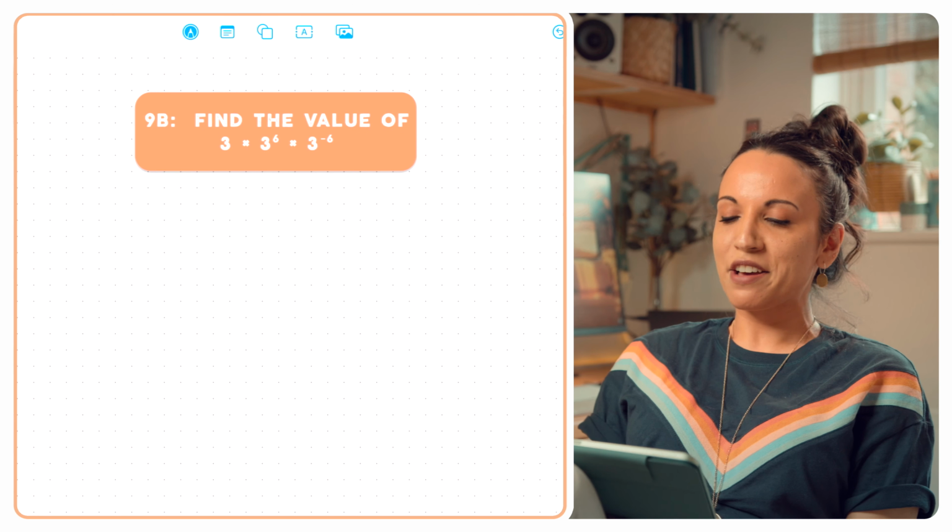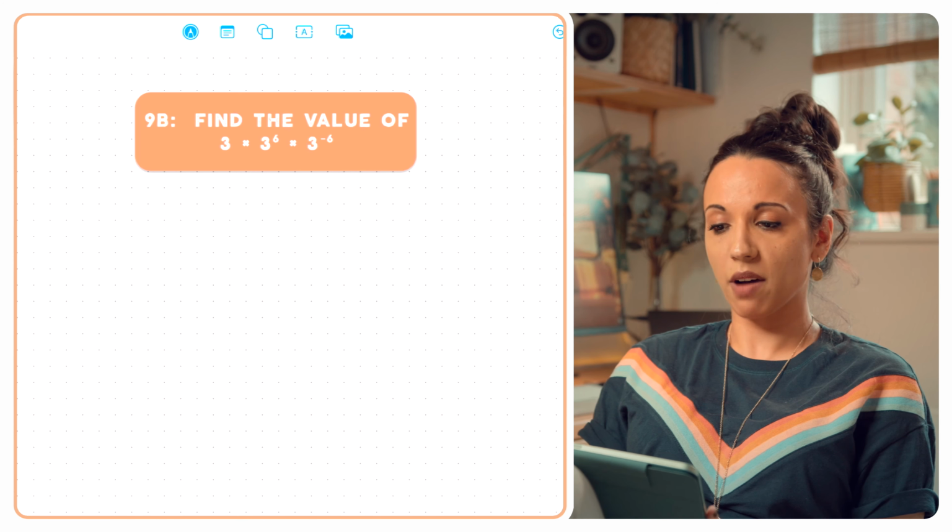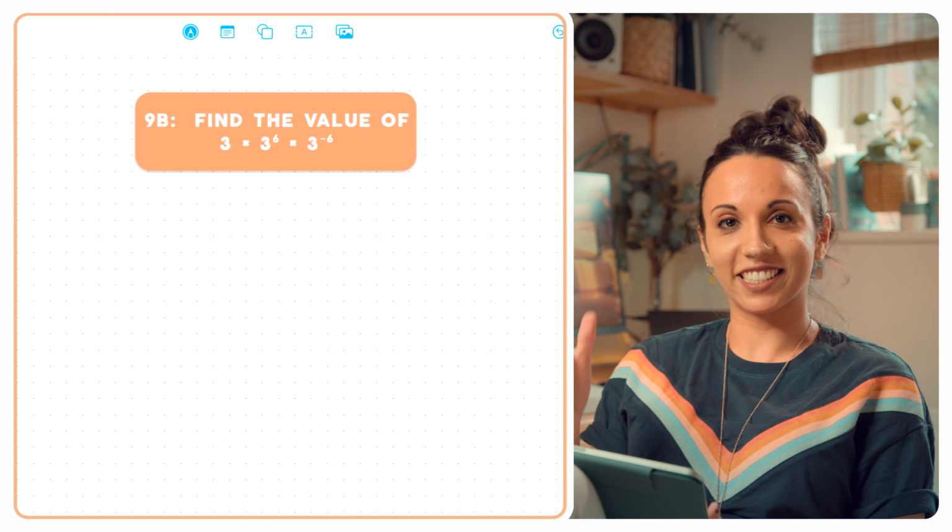Okay, 9b. Find the value of 3 times 3 to the power of 6 times 3 to the power of minus 6. Well, we've just generated some laws of indices.